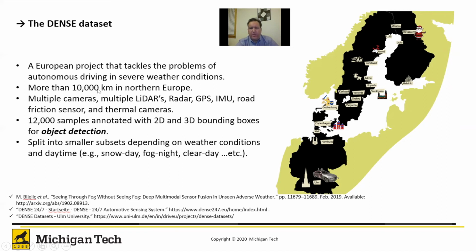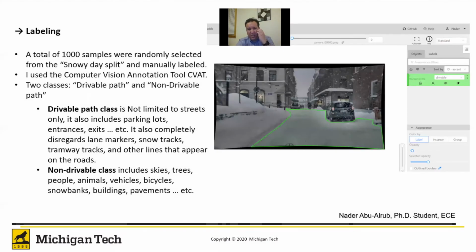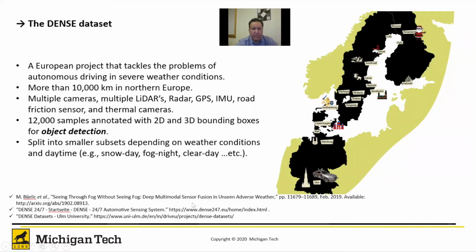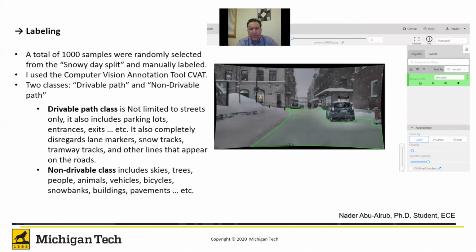They recorded about 6,000 miles of driving. And they labeled 12,000 pictures or frames for object detection in the snow. So we took that data set, which has been recently published. It's only February 2019. It's only less than 2 years old.